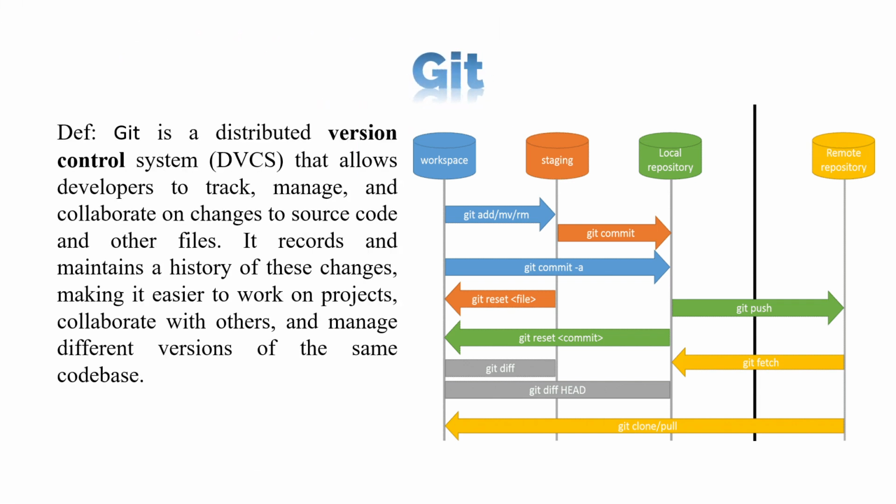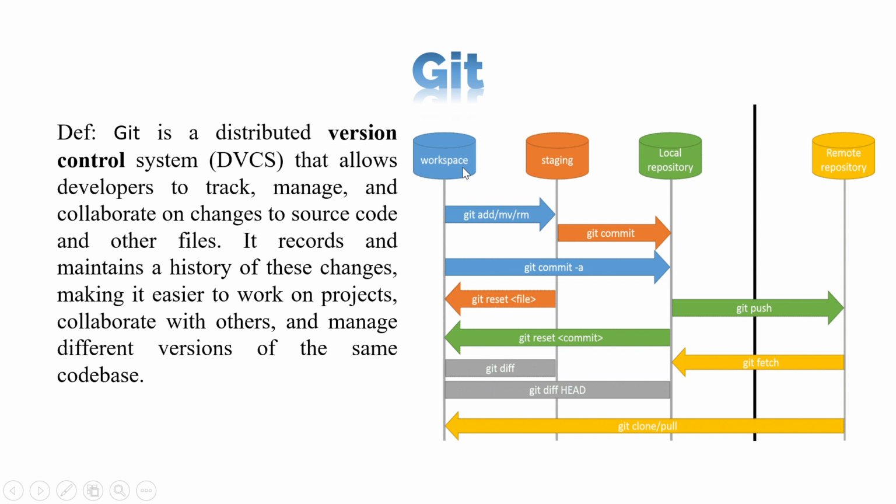First of all, what is Git? Git is a distributed version controlling system that allows developers to keep track of their changes, manage those changes, and collaborate on those changes to source code and other files. By taking an example, if we have 5 developers working in the same project, they have their own project code and they make changes in their project. And if they want to add those changes into a single main repository, Git can be highly helpful for them.